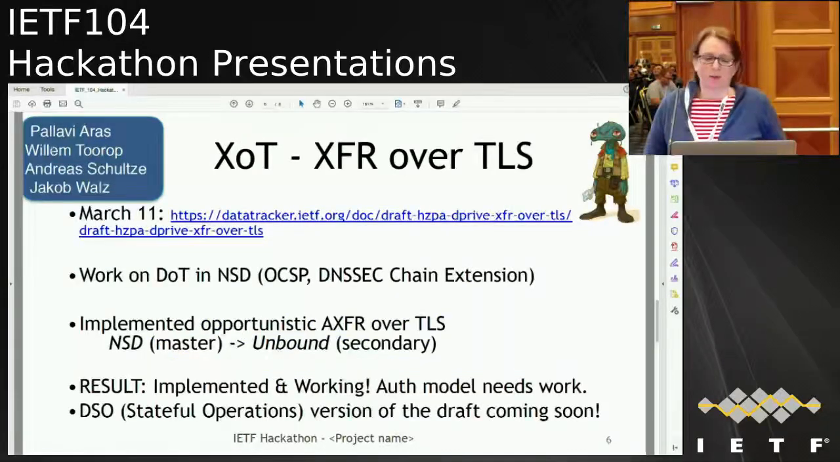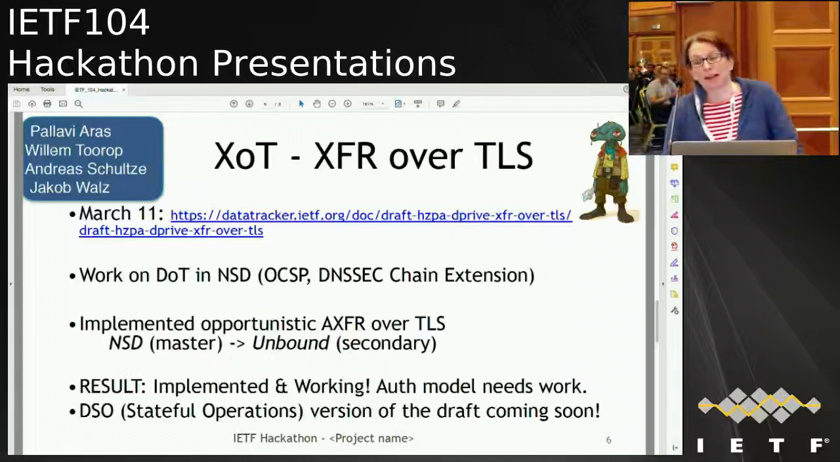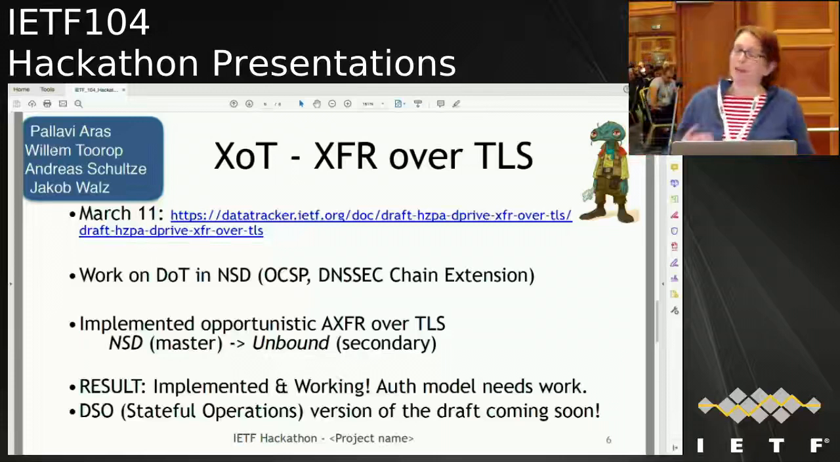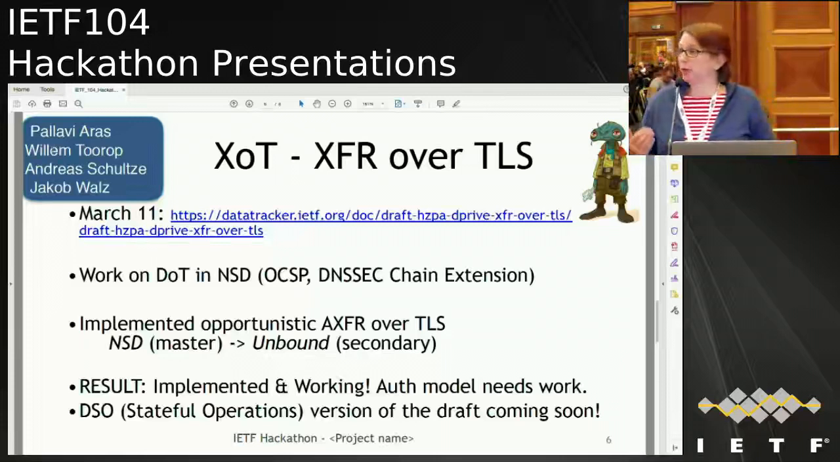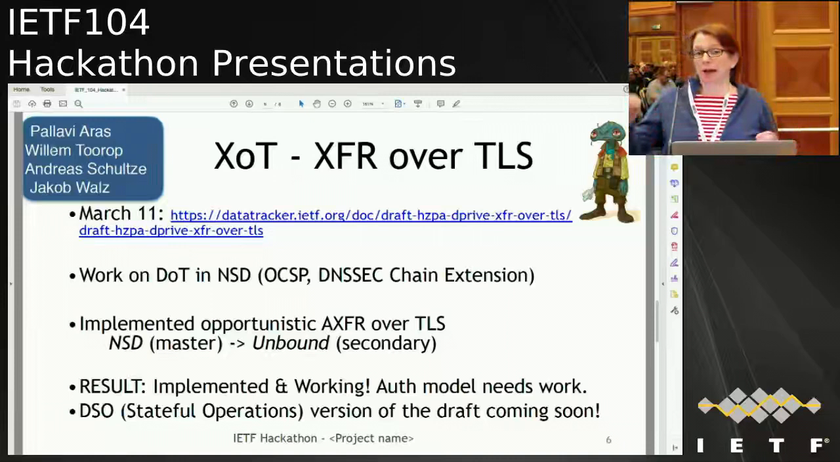The last of the big projects is something we're calling ZOT, and that's because it's XFR over TLS. Who knew ZOT's a thing? That's the cute little guy there. Again, a very recent draft came out, and the work to support this was to improve a patch which enabled DoT in NSD, an authoritative name server. So we put OCSP in there. There's preliminary work on a chain extension, so that should be merged and released in the future. And in terms of the transfer, we got an opportunistic connection between NSD acting as a master and Unbound acting as a secondary, and actually got the data transfer working.